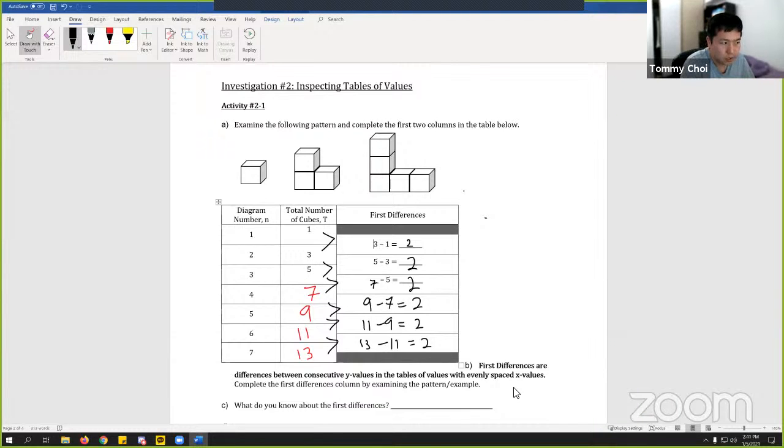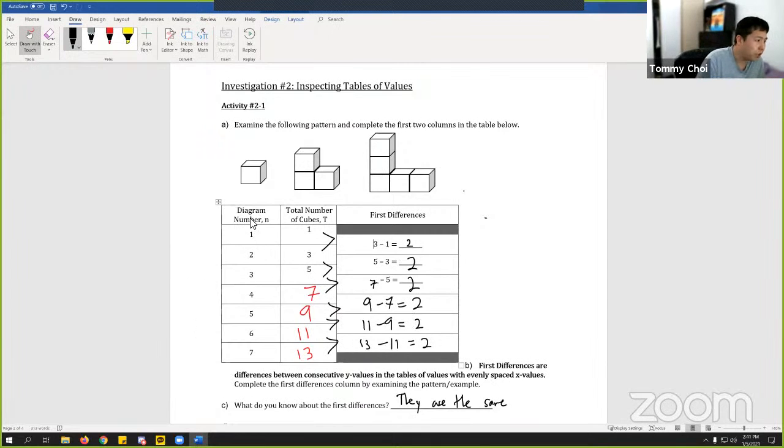So first, let's look at what we've done here. We've subtracted the pairs of y values. Notice how we're not subtracting the x values at all, right? Just the y's. And we'll notice that all of the first differences are the same. They are the same. So all of the first differences are the same.